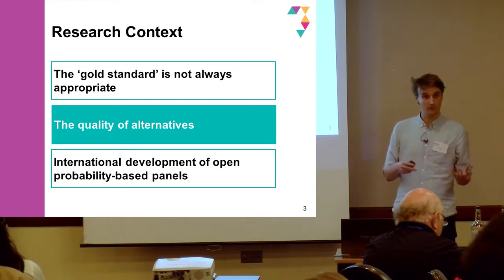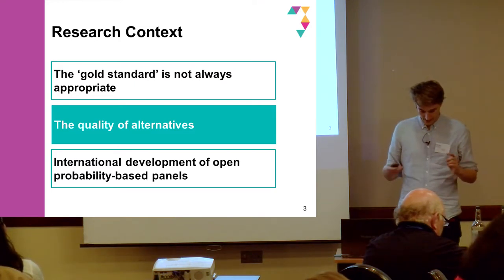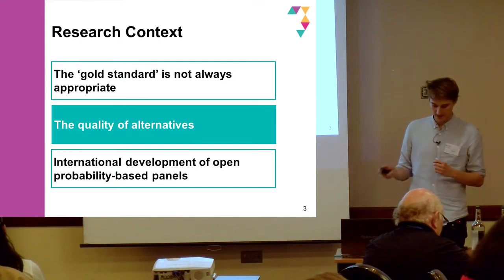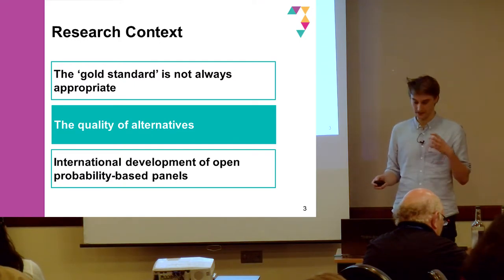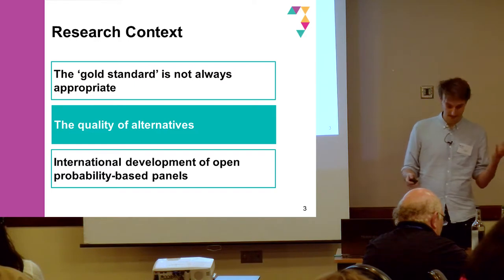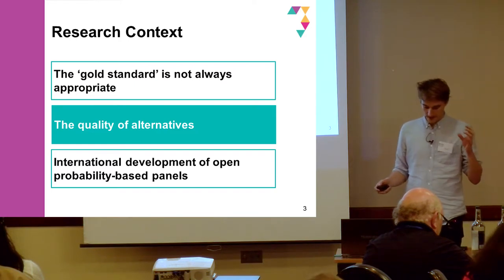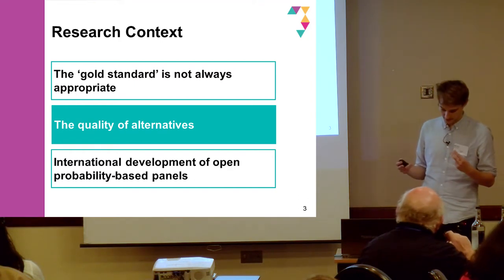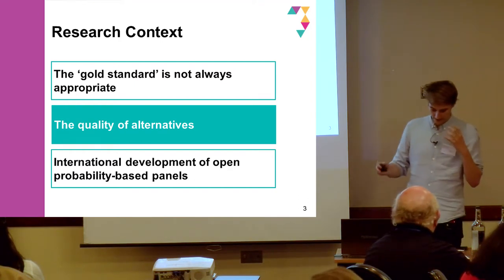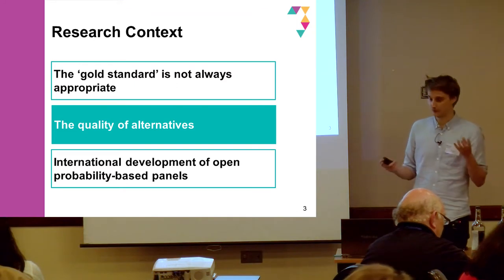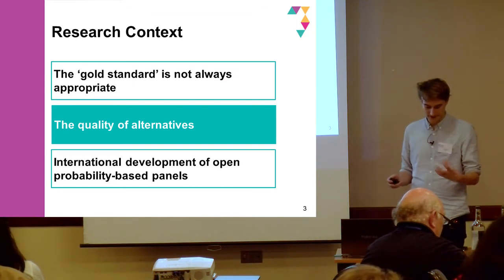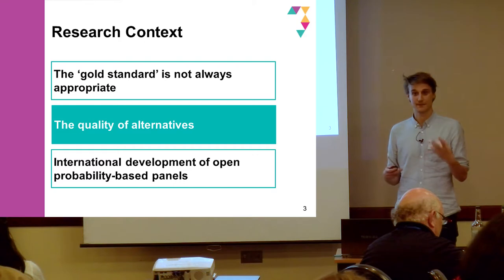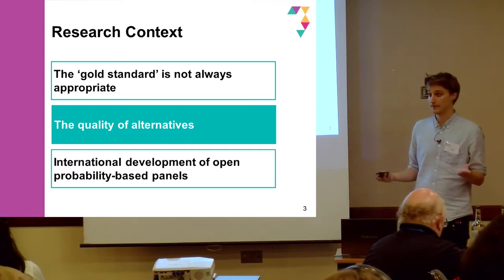Internationally, however, this has not necessarily been the case. And in recent years, a number of open probability-based panels have been developed, for example, the GESIS panel in Germany or AmeriSpeak in the United States. And although these vary in their specific methodologies and approaches, they have demonstrated the feasibility of setting up something like this and maintaining a probability-based infrastructure that can be open to the social research community as a whole.